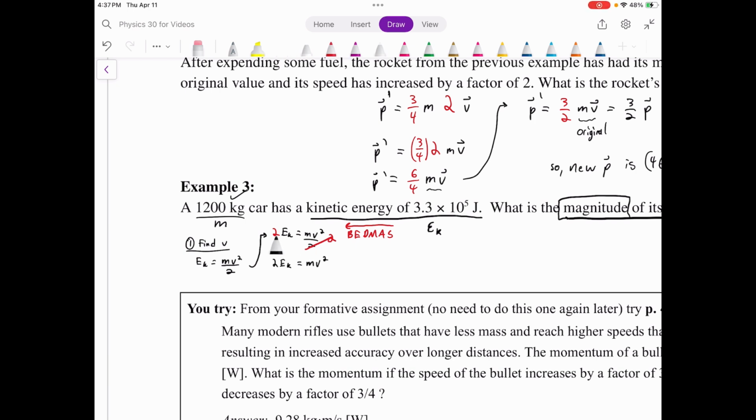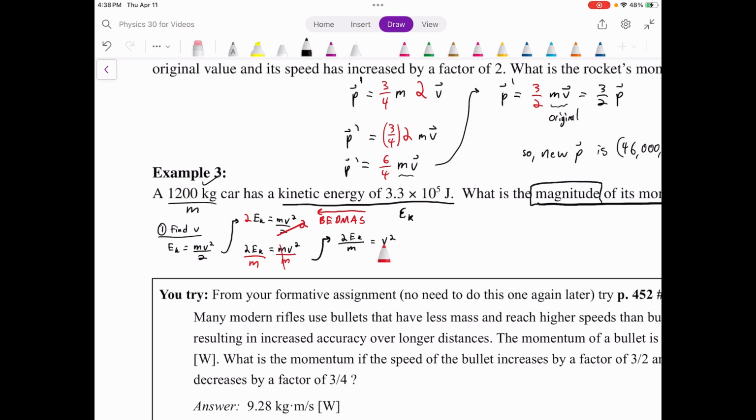And so after multiplying both sides by 2, we now have that 2 times the kinetic energy is equal to the mass times the speed squared, and we just repeat that process. V is being squared, but that's an exponent. First, I have to make sure I've dealt with all multiplications and divisions. So it's also being multiplied by mass. So to undo that, we'll do the opposite of multiplying by mass. We'll divide by mass. And there we go.